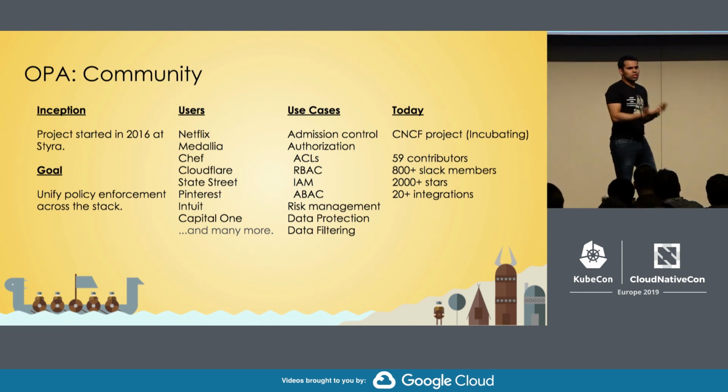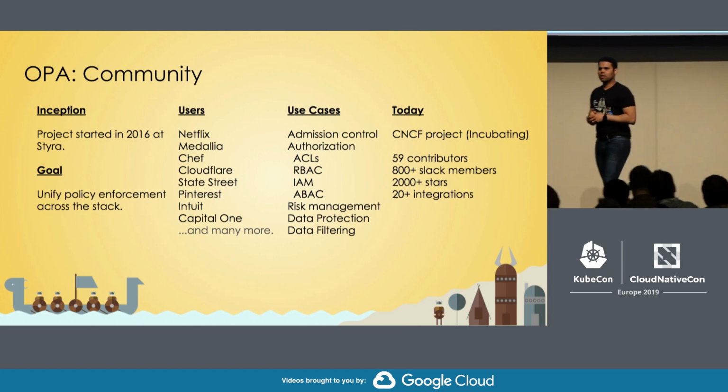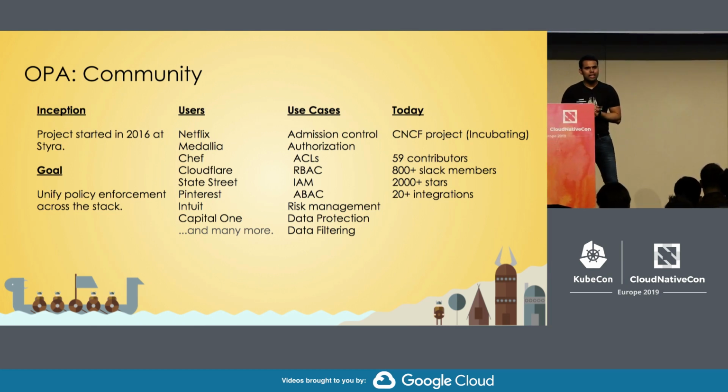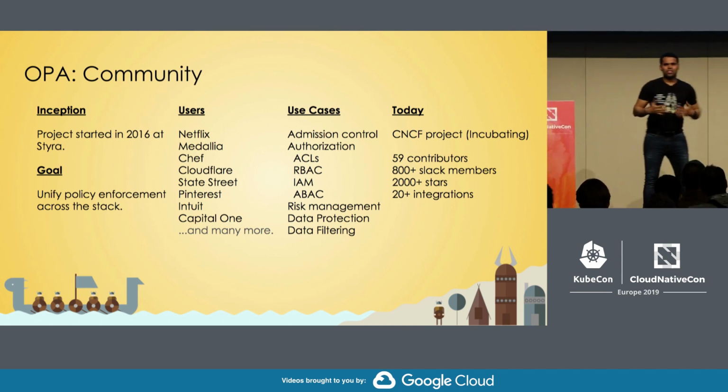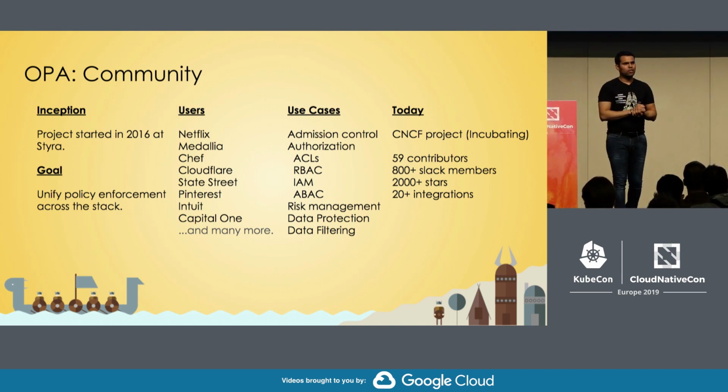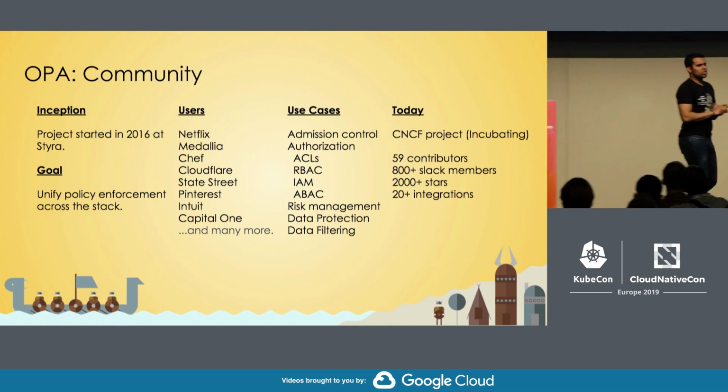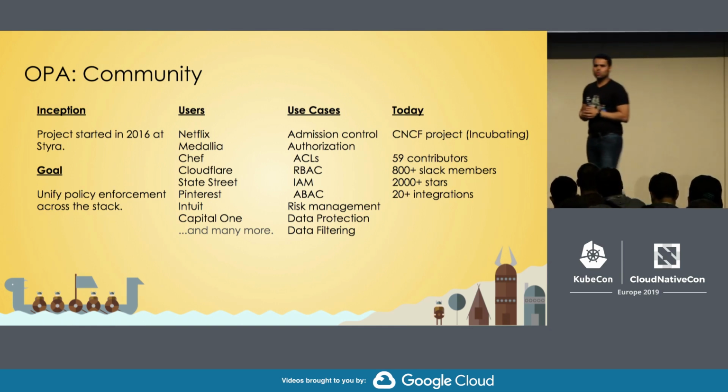OPA was recently promoted to the incubating stage at CNCF. We have more than 59 contributors on Git. We have a healthy Slack community of more than 800 users. And just to give you some context, at the beginning of the year, we had around 400 users. So it's great to see OPA grow and people using OPA.